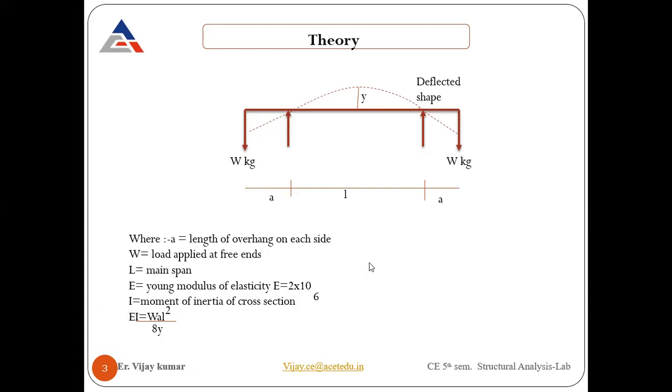In the experiment, what we need to do is note down W, the weight. Y we can measure by using the dial gauge, and the length we can measure, which I already explained to you: that is 70 centimeter, 15, and this is also 15. So 70 plus 15 plus 15 is 100 centimeter, which is 1 meter only. By doing so, you can check whether the theoretical value and your experimental value come out the same or not.